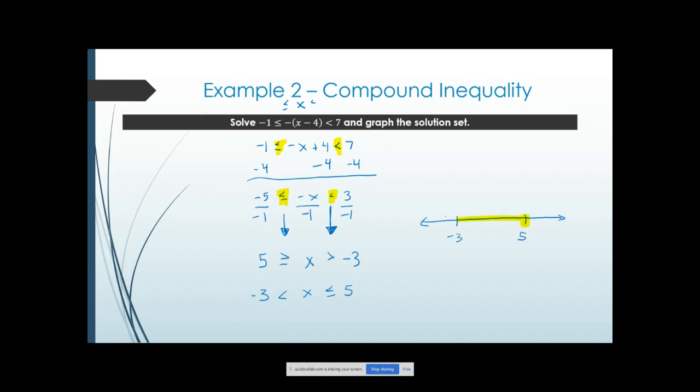So if I'm not including -3, that's going to be a parenthesis, and it needs to face where I have shaded, so that's a parenthesis. And then at 5, we're including 5, and it needs to face the shading, so that's going to be a bracket facing to the left. And so then in interval notation, we have -3, 5 bracket. So you just read it left to right once you have your graph.